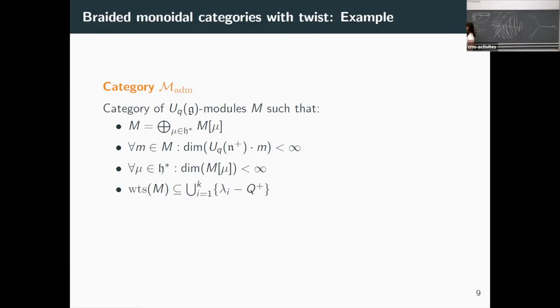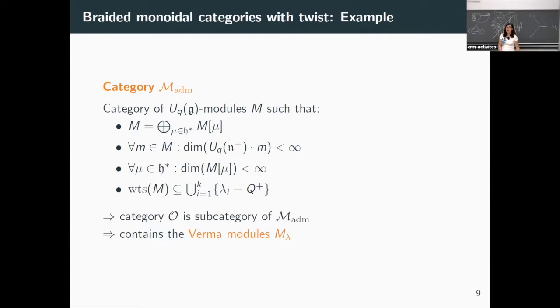So introduce this category to be the category of all quantum group modules, which still have all these properties. They are not finite dimensional, but still they are the direct sums of their own weight spaces and so on, and all their weight spaces are finite dimensional. So they still have a lot of nice properties. And these in particular contain all of the Verma modules. So we'll denote by M lambda the Verma module of highest weight lambda.